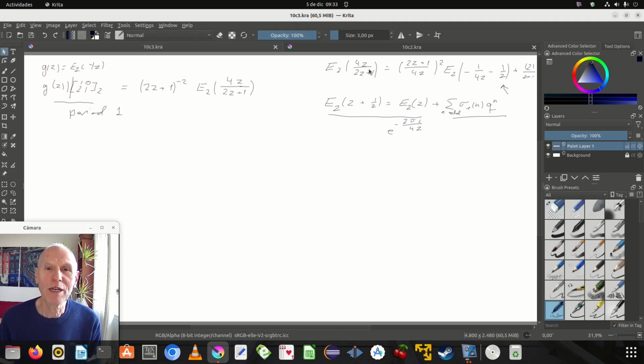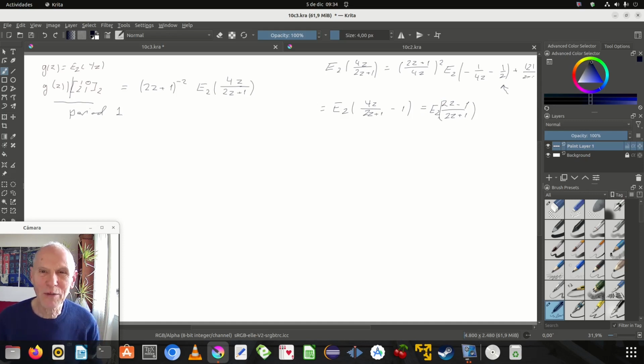It was to subtract 1 in here. If we subtract 1, then we end up with 2z minus 1 divided by 2z plus 1. And that might be tractable, though that is a little complicated. But then if we subtract 2, we get minus 2 divided by 4z plus 1. And this is eminently tractable.